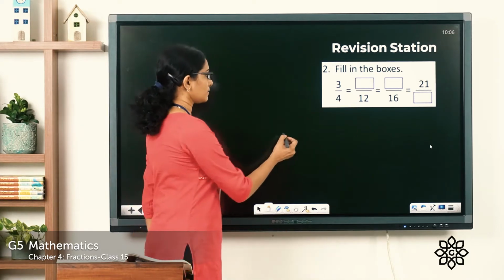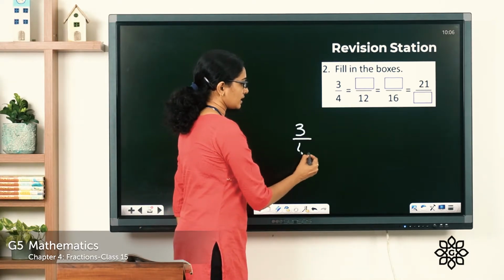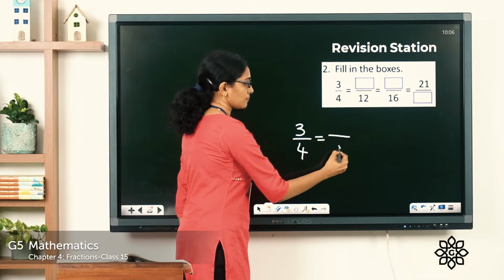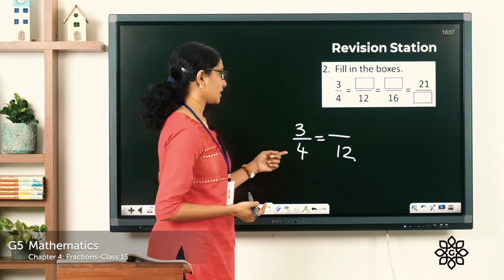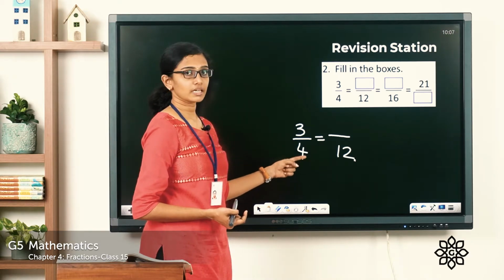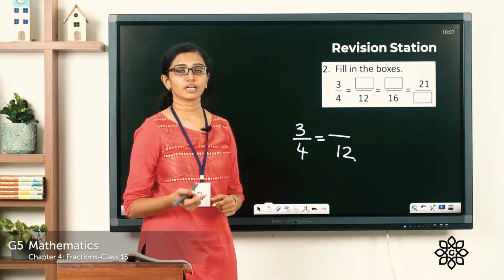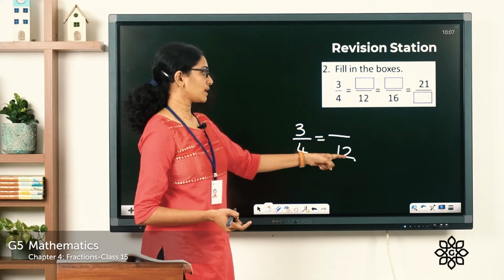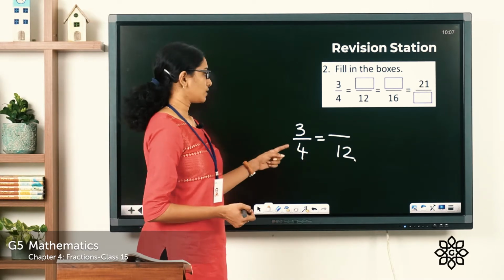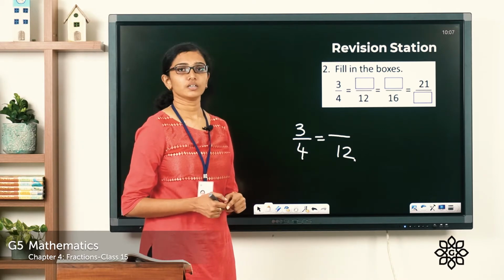first case. 3 by 4 is equal to dash by 12. See, we have learned about equivalent fractions, right? So here the denominator is 4 and here the denominator is 12. So what should be multiplied to 4 to make the denominator 12? 4 3s are 12, right?